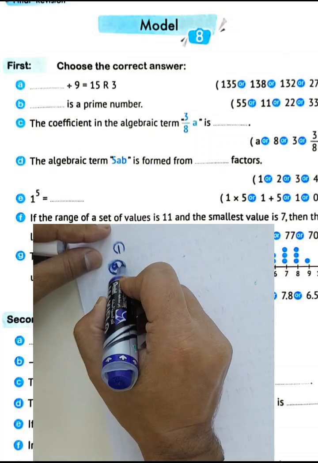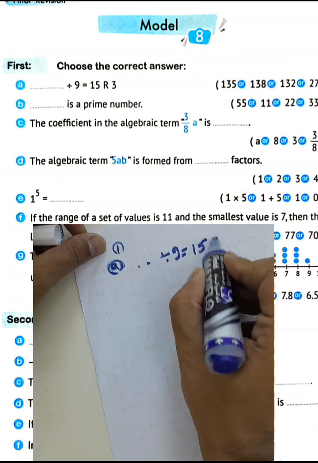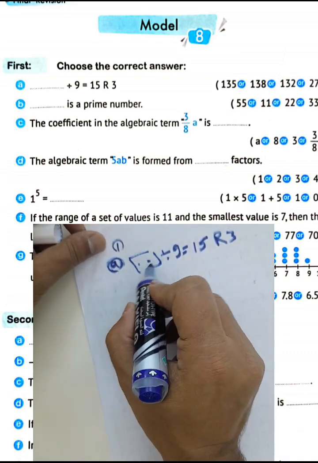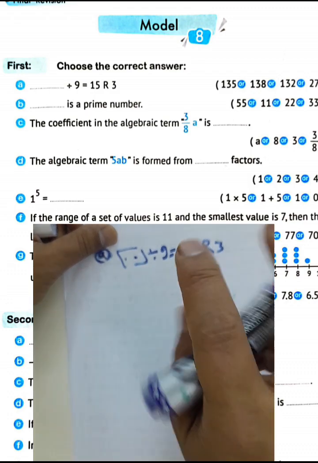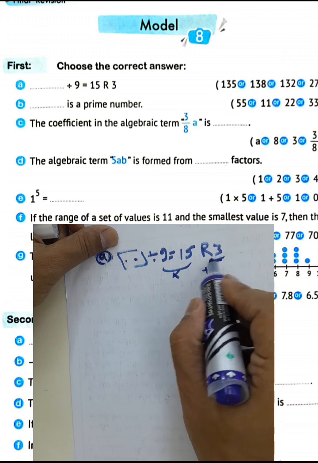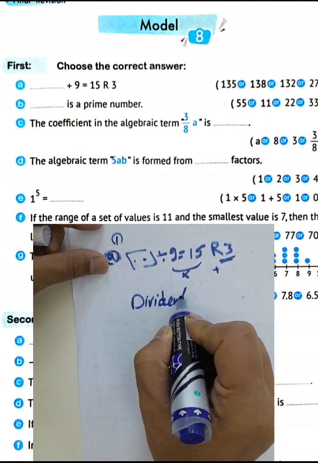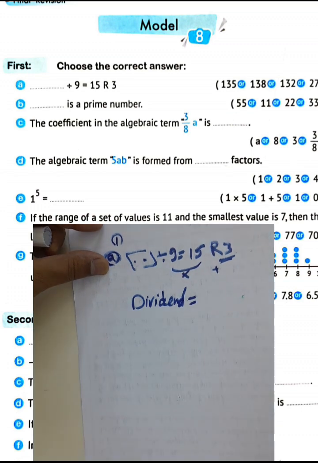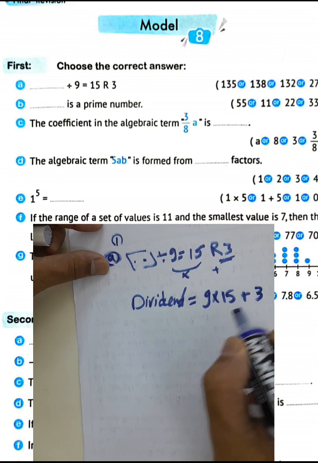Number 1: divided by 9 equals 15 and remainder 3. We want to find the dividend. The dividend equals the quotient times the divisor plus the remainder. Then the dividend will be equal to 9 times 15 plus 3.